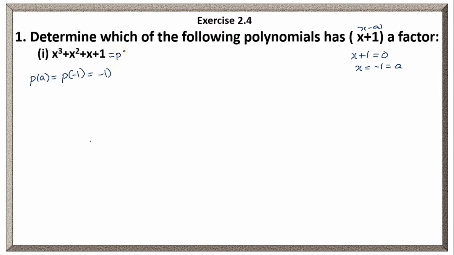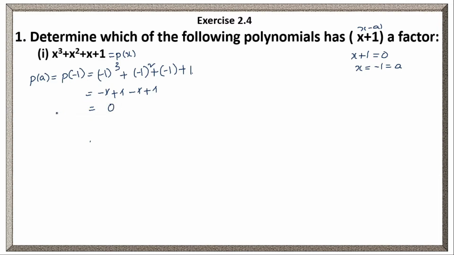This is p of x, right? Minus 1 whole cube plus minus 1 whole square plus minus 1 plus 1. Clear? Now, minus 1 whole to the power of an odd number is minus 1. Minus 1 whole to the power of an even number is plus 1. Plus 1 into 1, plus 1 into plus 1 only. Minus 1 plus 1 will become 0. Here also, minus 1 plus 1 will become 0.